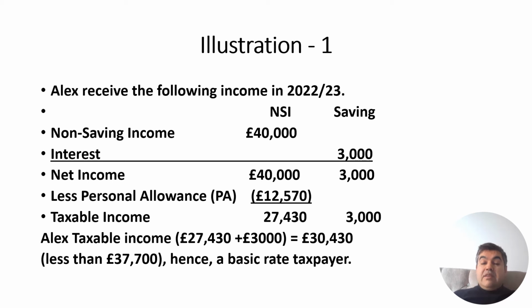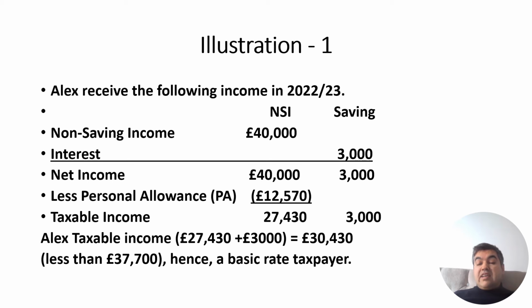Alex is receiving a salary, for example non-savings income of 40,000, and then he has interest income of 3,000. You need to lay it out as non-savings income and savings income, and if there's dividend income, you need to make another column. There are no deductions, so you bring down the figures as they are, and then you apply the personal allowance in priority against non-savings income. That gives you the taxable income.